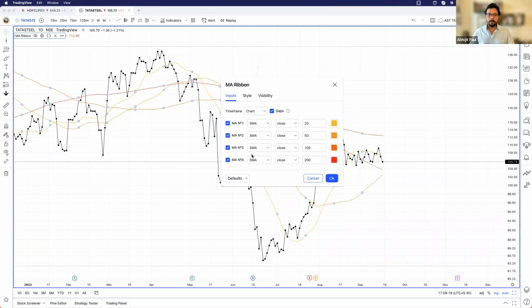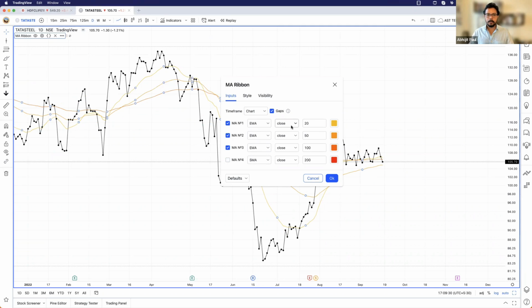तो यहाँ हम लोग क्या करेंगे? What we will do, we will change this to exponential moving average. तीनों को exponential कर देंगे. हाँ, तीनों को. Fourth one we don't want. So fourth one को मैं अनचेक कर देता हूँ. ये सब क्लोजिंग प्राइस पे ही रहेंगे. और the पहला one, the first one 13, 21, 34. I've taken this number from Fibonacci number series. इसका एक लॉजिक भी है.